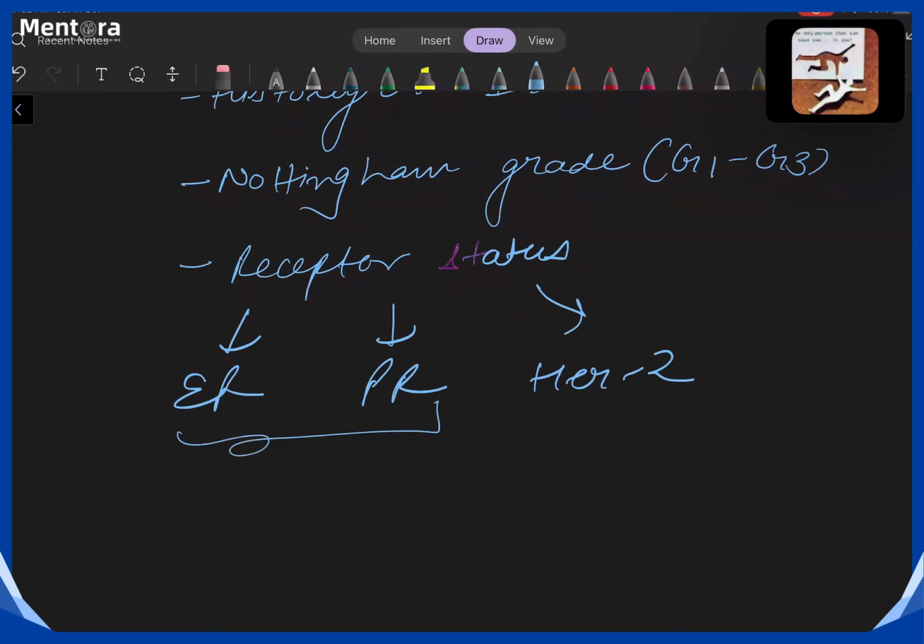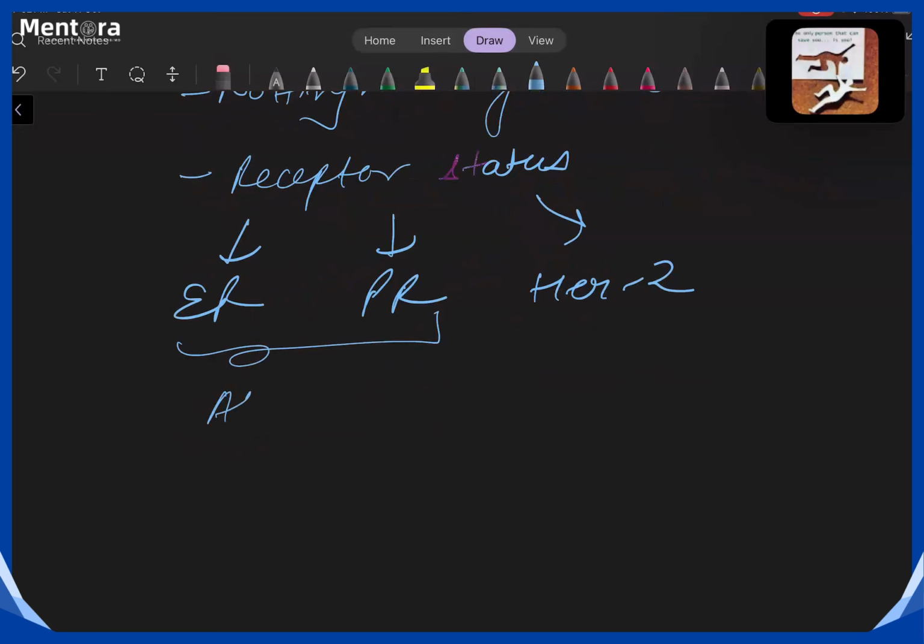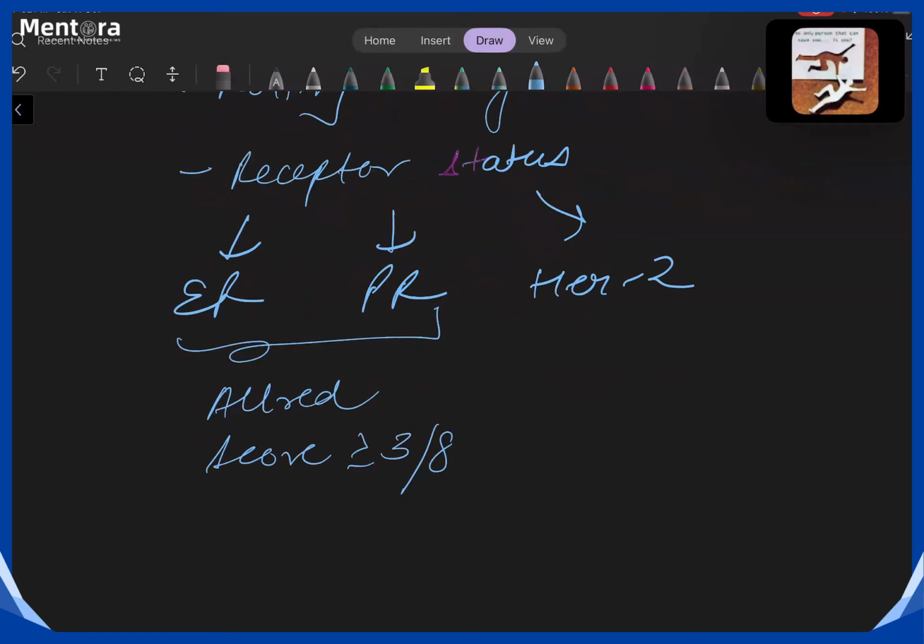So ER-PR status is considered positive when the Allred score is 3 or more. The score is out of 8, and if the score is 3 or more than 3, it is considered to be positive. And for HER2, either the IHC should be 3 positive or it should be FISH amplified.